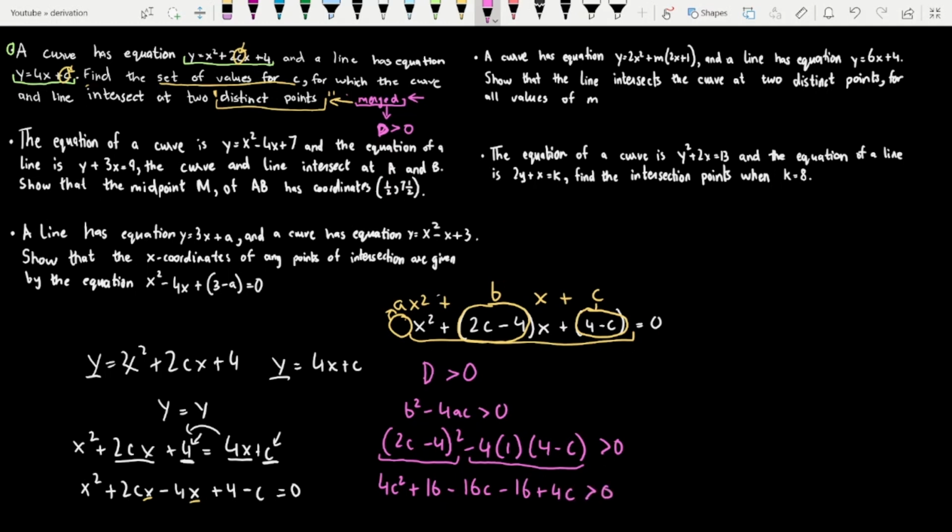So let's simplify this a bit. We can see we have this term with c squared, this term with c squared, this is a constant term, this right here is a constant term. So if we solve this out, this positive 16 cancels out this negative 16, and we are going to be left with 4c squared, and the negative 16c and positive 4c should give us negative 12c, and all of this is greater than 0.